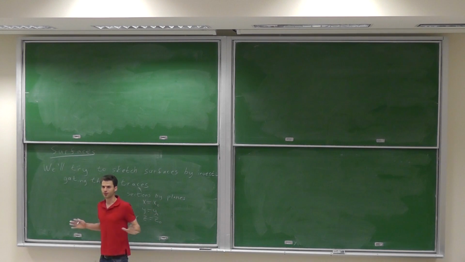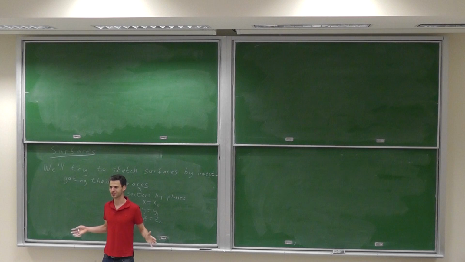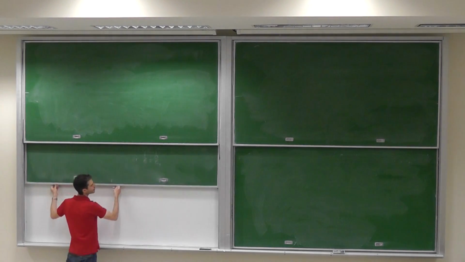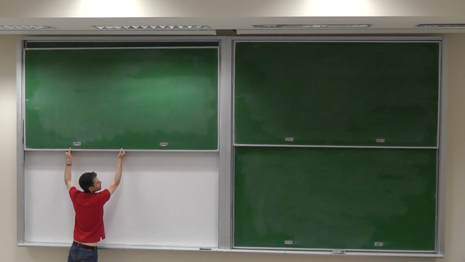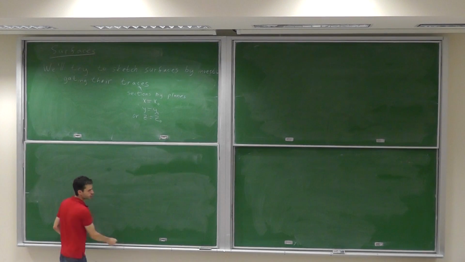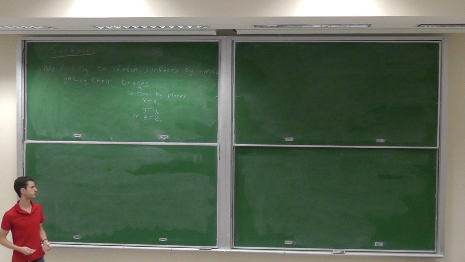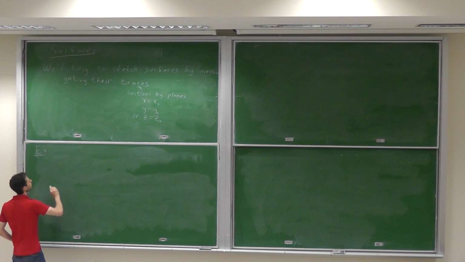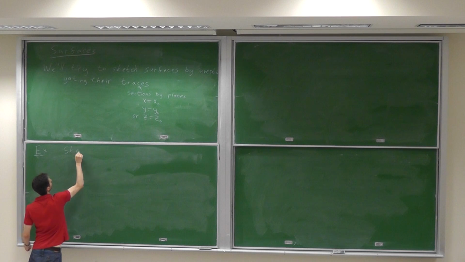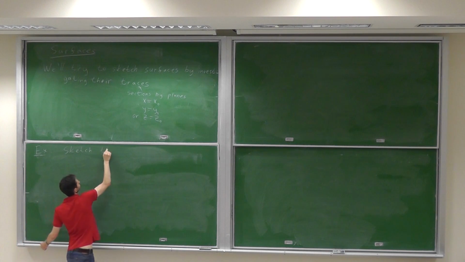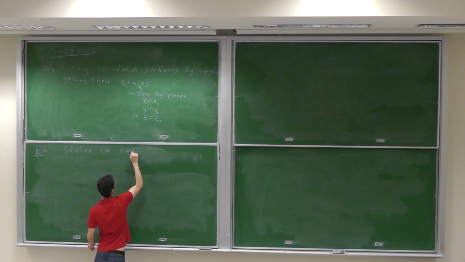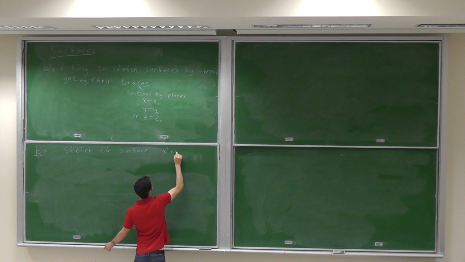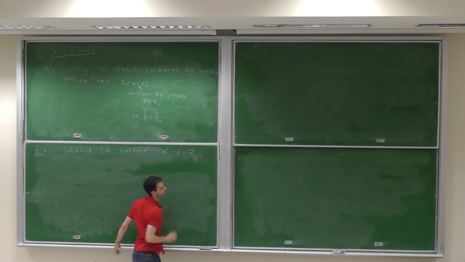So this idea is kind of abstract. It can only really be understood on particular examples. So let's try to sketch a couple of surfaces. First example. Sketch the surface x squared plus y squared is equal to z.